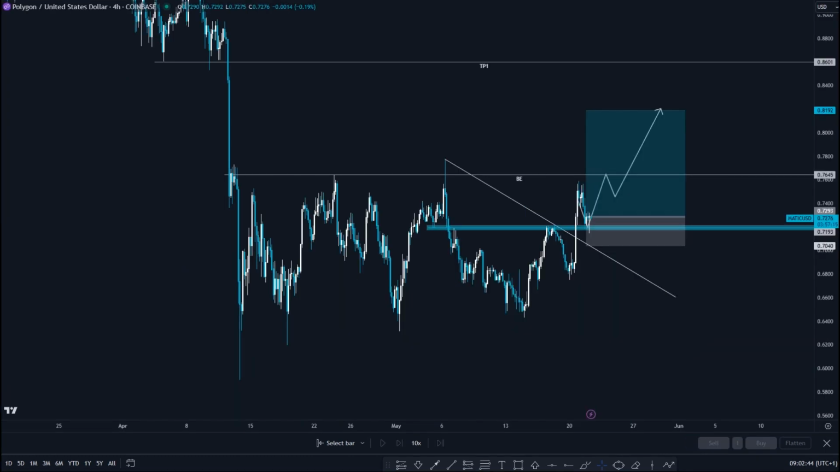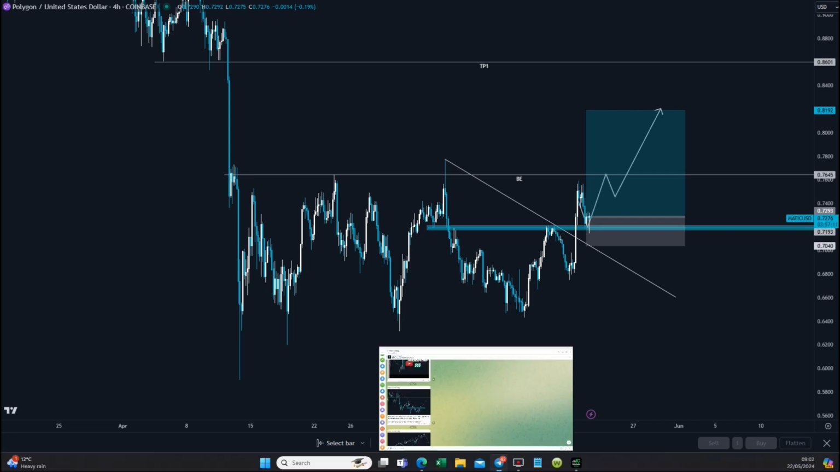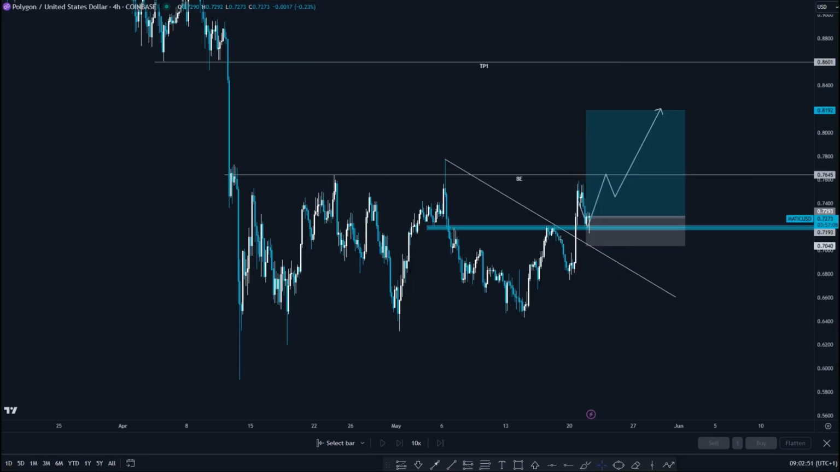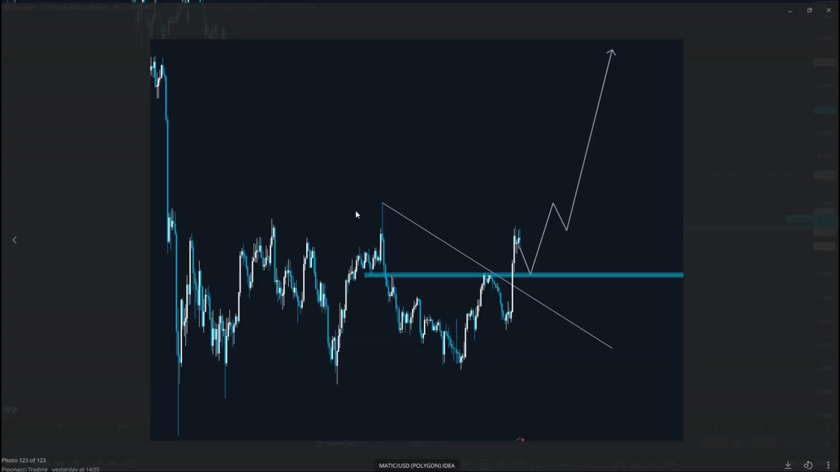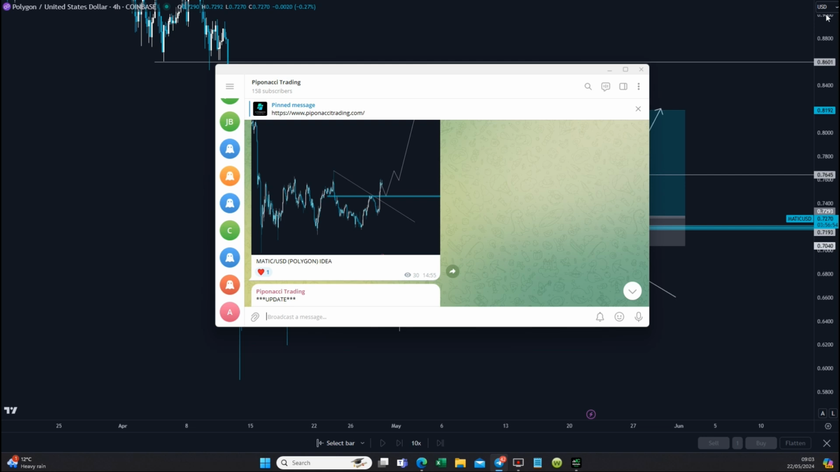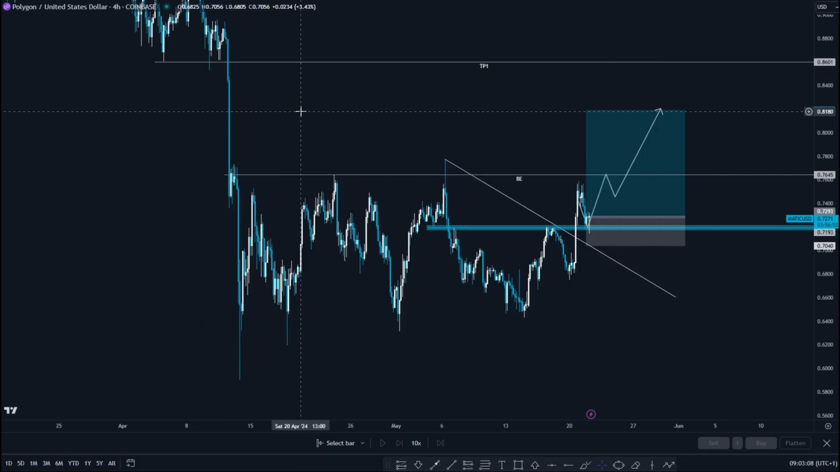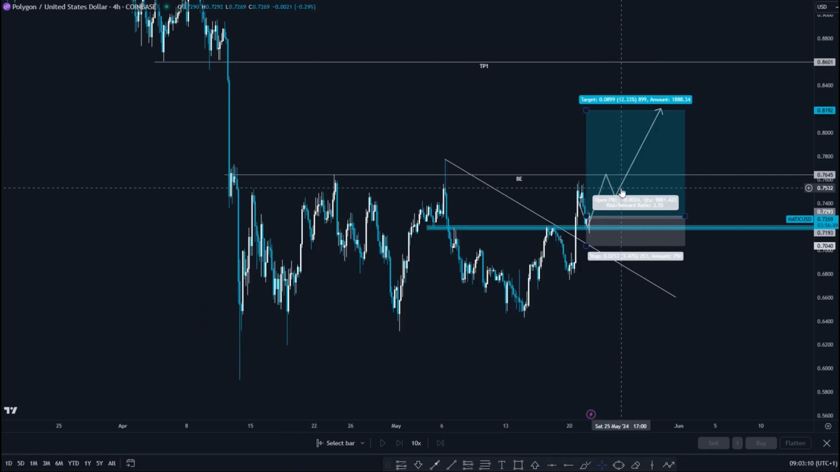So this is actually Polygon, or Matic, whatever you want to call it, when it comes to the crypto, and I basically just want to show you what I thought with this kind of trade here. Now, this is an open position. So if you look here, yesterday I said I want price to come back into this zone, show me some rejection, and then I can potentially take the trade. Okay, what has happened? This trade is still live.